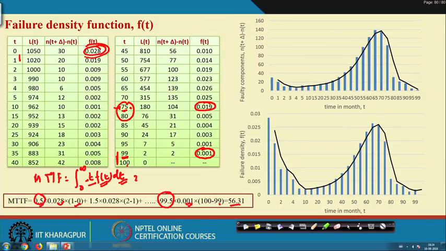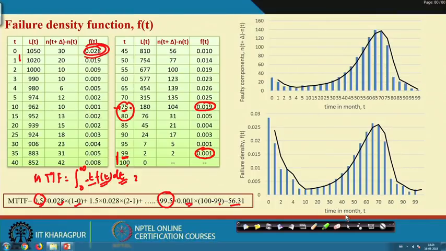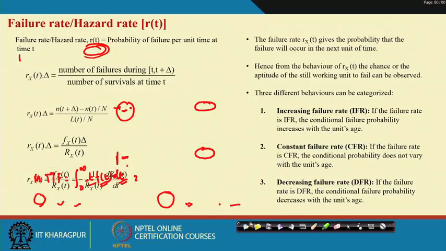Okay. So what have we discussed so far? We have discussed interesting things, from cumulative failure distribution to survival function to failure density function to mean time to failure, all related to a component or unit which is non-repairable, and these are the plots. Let us see one more concept, and then we will finish our lecture today.